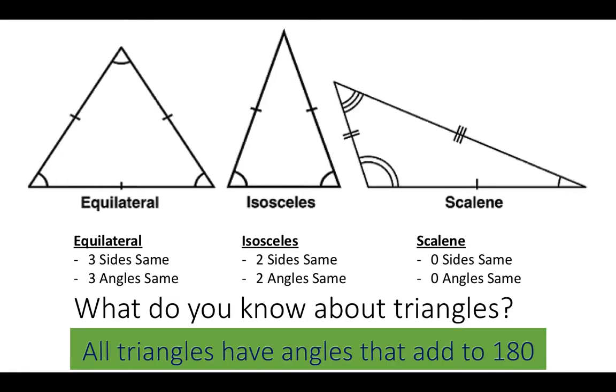All triangles have angles that add up to 180 degrees. So these 3 angles add up to 180 degrees. In the isosceles, all 3 are going to add up to 180, and in the scalene, all of them add up to 180.